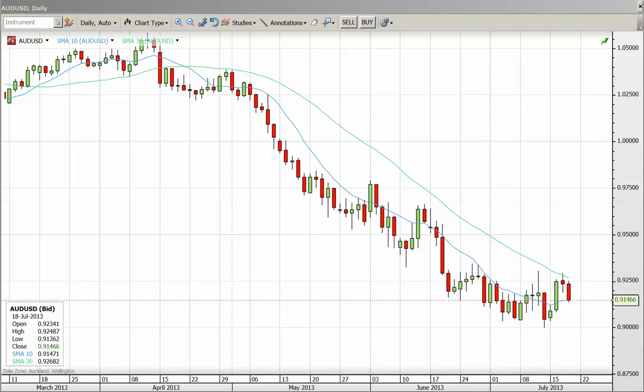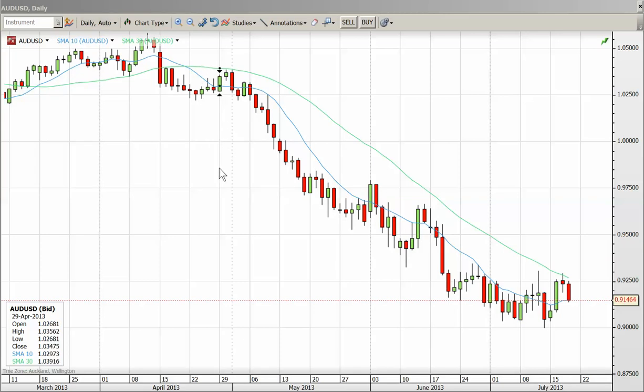Now, Aussie USD, as you can see from this chart, has been a fantastic trending trade, certainly since April, so that's over 3 months. And we've got this lovely downtrend that you can see following. By the way, just here shows you we're on the daily chart.